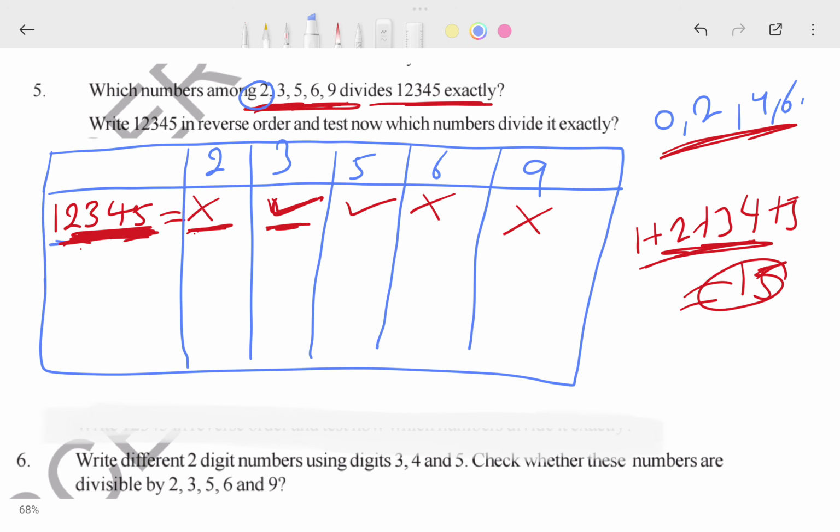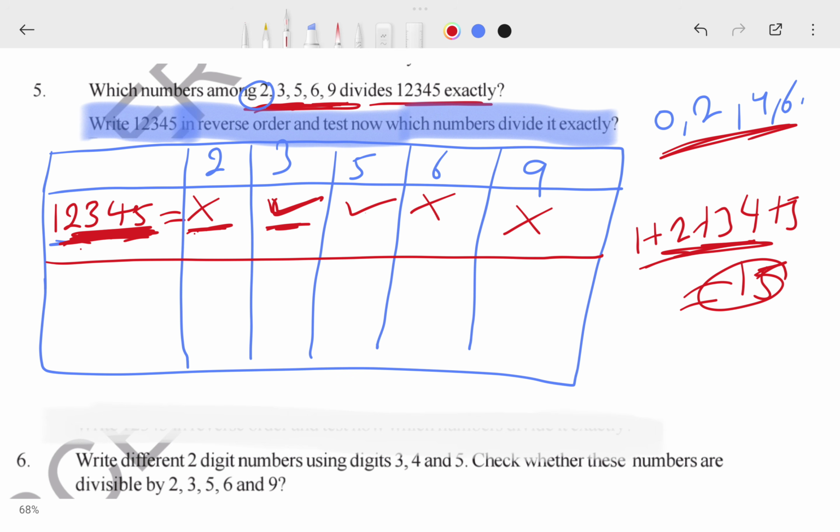After that, what is the next question telling? The question says, write 1, 2, 3, 4, 5 in the reverse order and test which it is divisible by exactly. So it says to write this number reversely. You can write it like 5, 4, 3, 2, 1. We have to write these numbers in reverse. Now check which number it is divisible by.